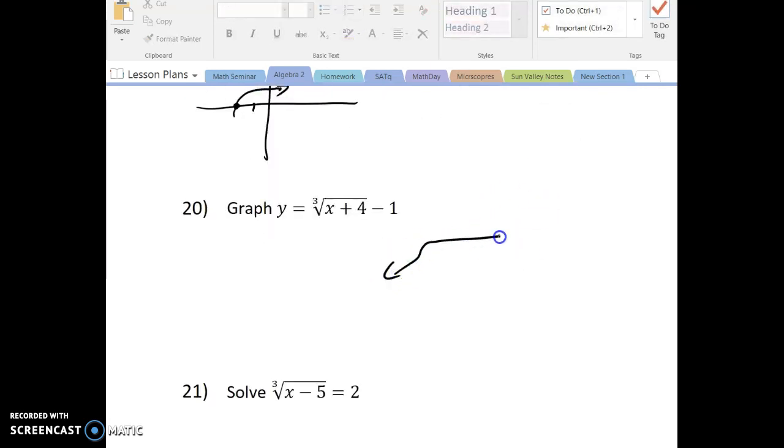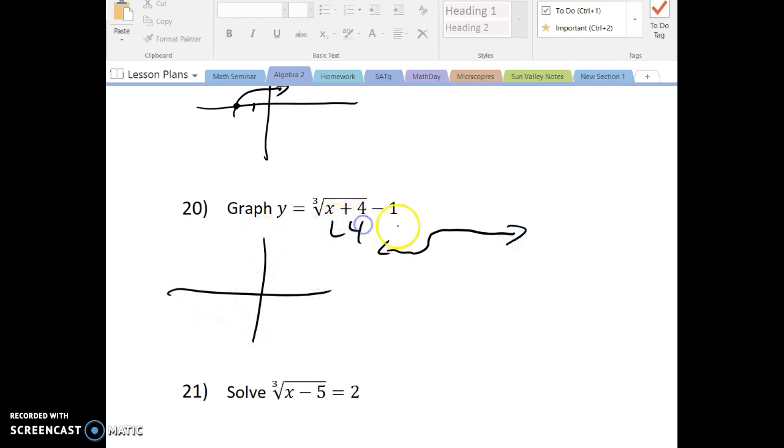This shape looks like this. So we're going left 4 and then down 1. There's no negative in front, so it's going to be normal like that. And it's easy to remember because the 3 has the tail. The other one does not.